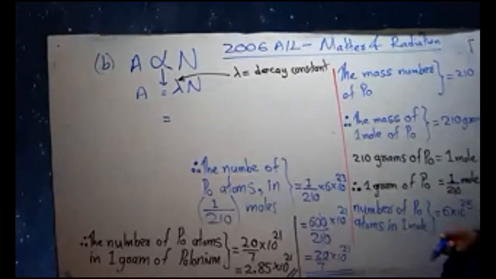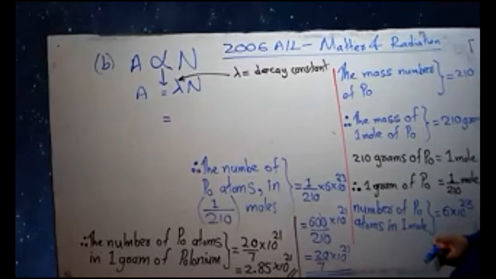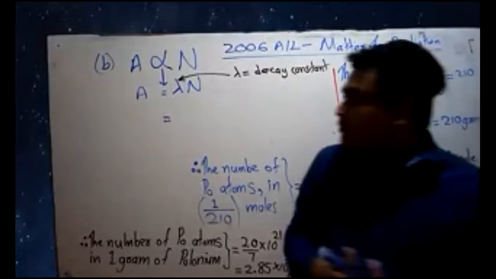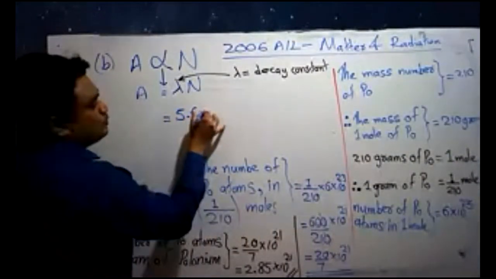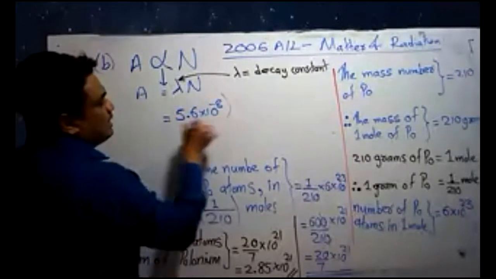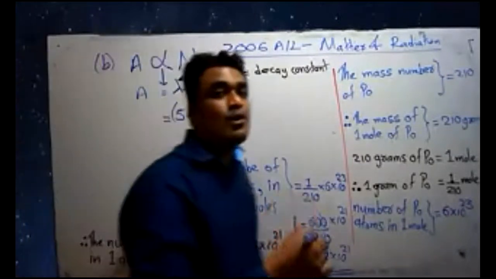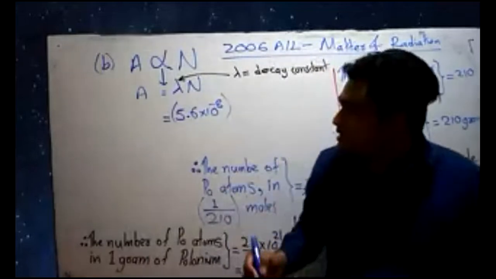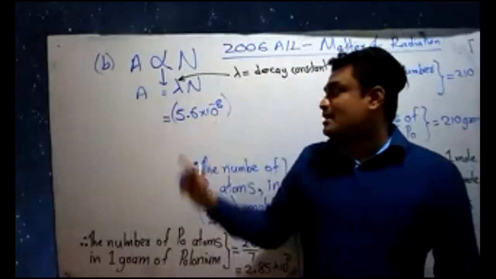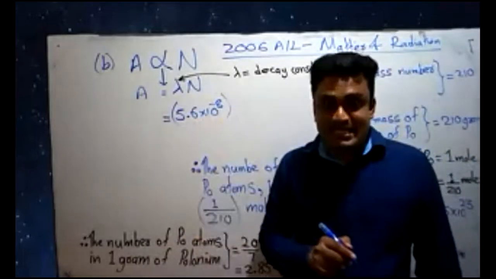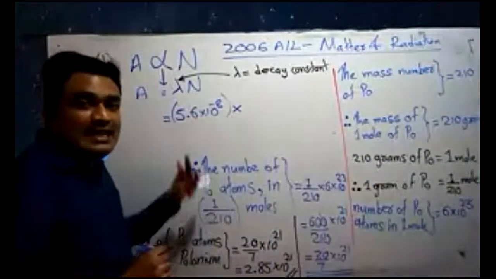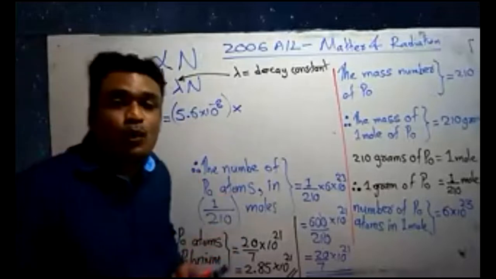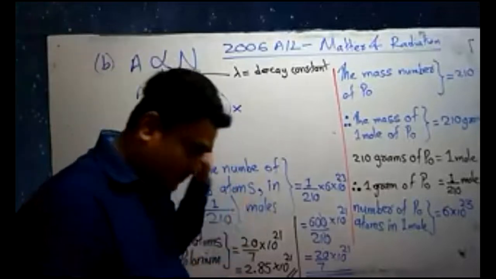Sometimes you may not have the printed version of the question. Okay. The value of lambda is 5.6 into 10 to the power minus 8 per second. The number of atoms decaying, broken per second, is 5.6 into 10 to the power minus 8. N, this is the most important thing. N is the number of polonium atoms in the sample.